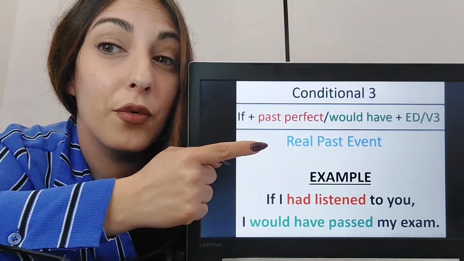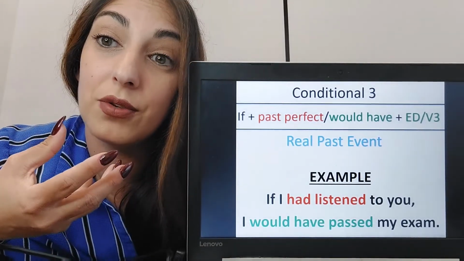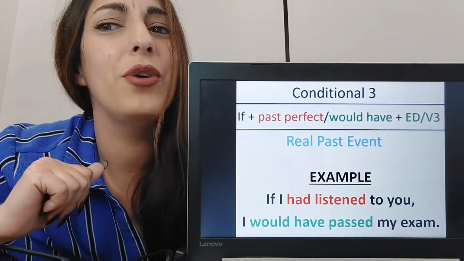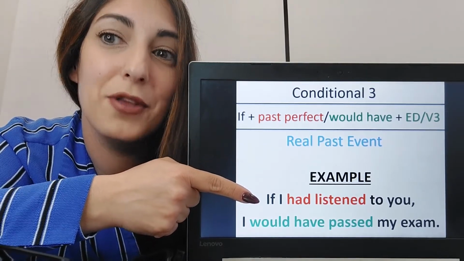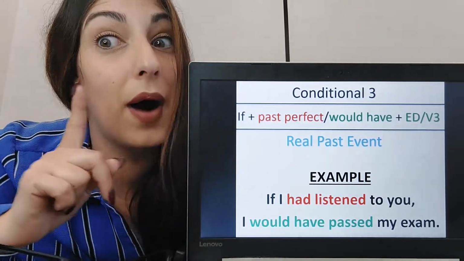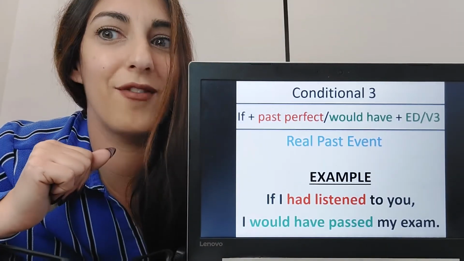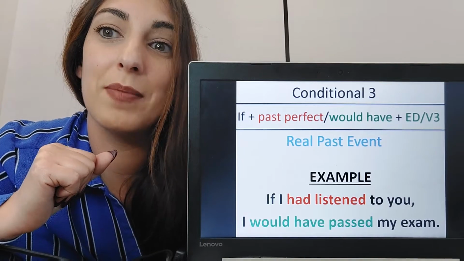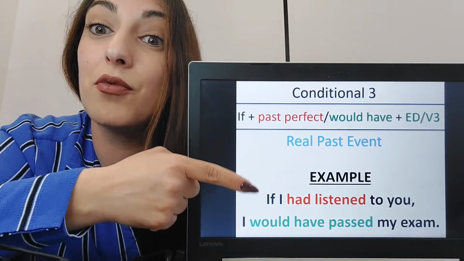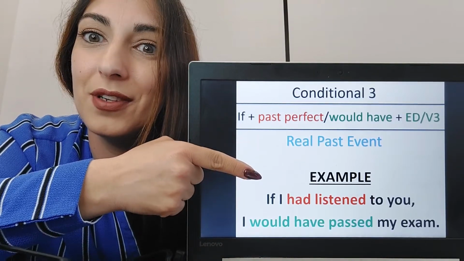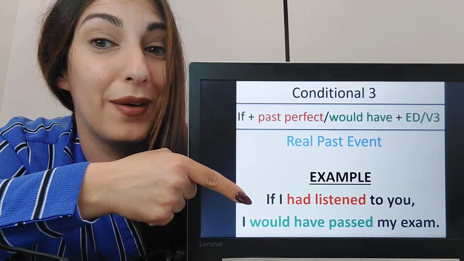Now, this is used for a real past situation, something you're either happy about, so thankful, or you regret. So here you really had an exam and you really didn't pass. But I tell you, if you had listened to me, you would have passed your exam. So I'm saying it's a regretful thing that you didn't listen to me, but it's based on a real past event that happened. So you really had an exam. This is not fantasy like conditional 2, okay?